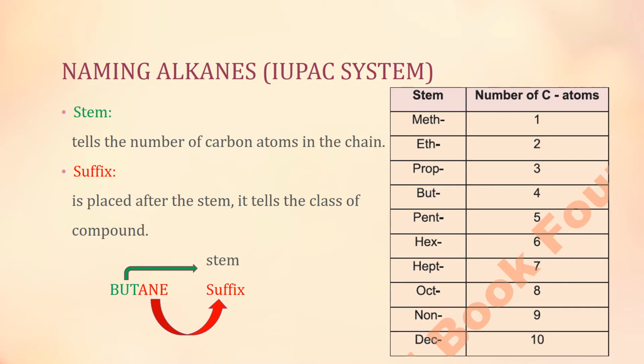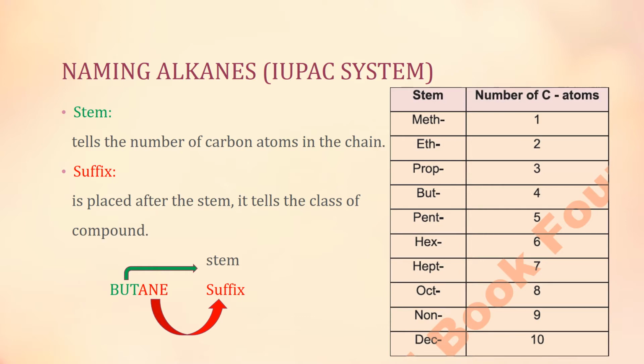An alkane has two parts. One is the stem and second is the suffix. Stem actually tells the total number of carbon atoms present in the chain, just like meth, eth, prop. These indicate the number of carbon atoms present in that compound. And the second part is the suffix, which is placed after the stem, and it tells the class of the compound. It indicates the family of the compound, from which family the compound belongs.